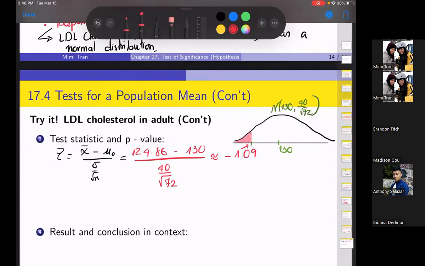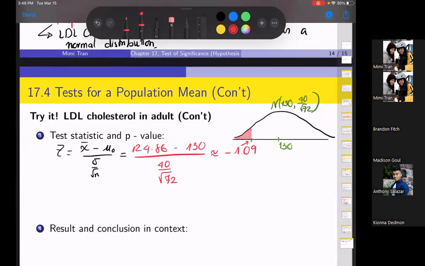Now, your Z table always calculates the probability from left to right, cumulative. It always goes from the left. So if you look on the Z table, negative 1.09, what do you get? Does anyone have that? I just don't feel like pulling it up. P of Z is less than negative 1.09.